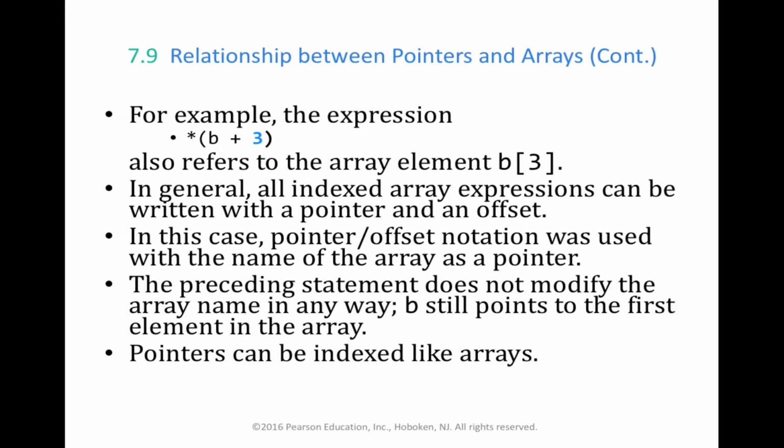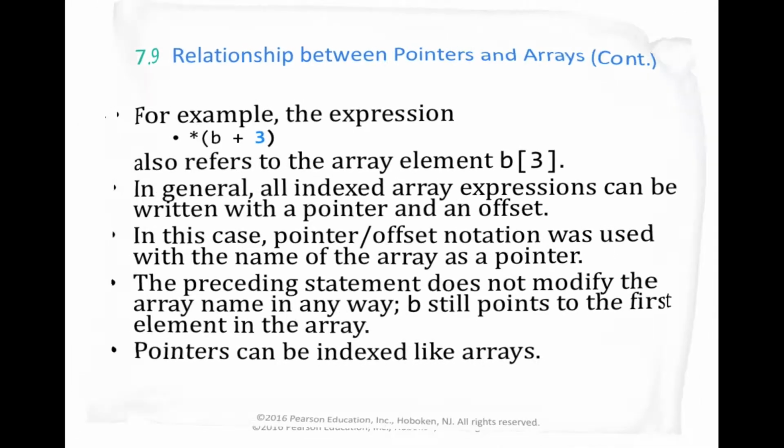In general, all indexed array expressions can be written in pointer offset notation. In this case, pointer offset notation was used with the name of the array as the pointer. The preceding statement does not modify the array element in any way. b still points to the first element of the array. Pointers can be indexed like arrays too if we want.